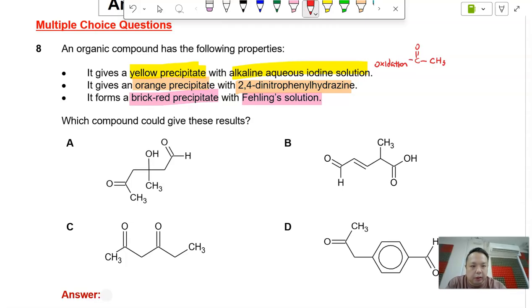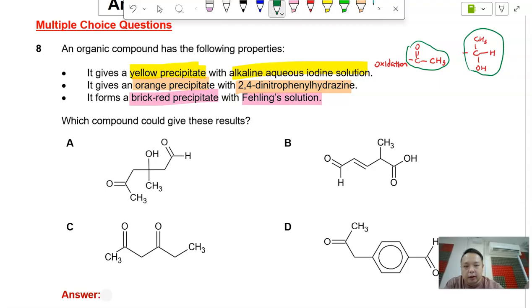So your methyl ketone or your methyl alcohol. Right, so these two groups will give a positive test with your aqueous alkaline iodine. Right, so your yellow PPT is CHI3.